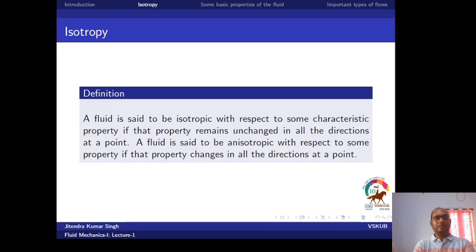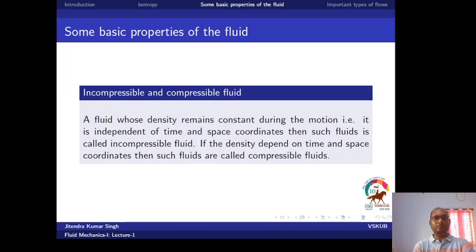Now, one property of the fluid is called the isotropic property. A fluid is said to be isotropic with respect to some characteristic property if that property remains the same in all directions at a point, or we can say that the property is unchanged in all directions at a point. Such a type of fluid is said to be an isotropic fluid. A fluid is said to be anisotropic with respect to some property if that property changes with direction at a point. That kind of fluid is said to be an anisotropic fluid.